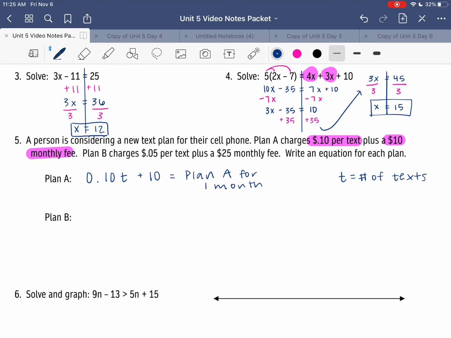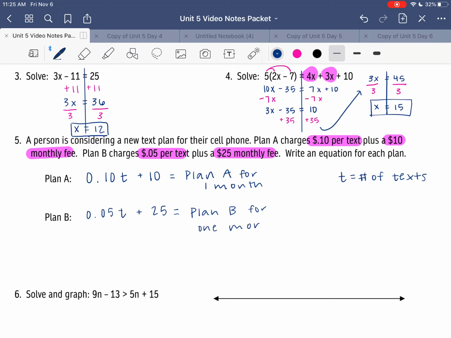For plan B, here we charge 5 cents per text plus a $25 monthly fee. So notice their texts are cheaper, but the fee is higher. So for this one, I would write 5 cents per text. 5 cents would be 0.05 plus the $25 fee, and that would be plan B for 1 month.